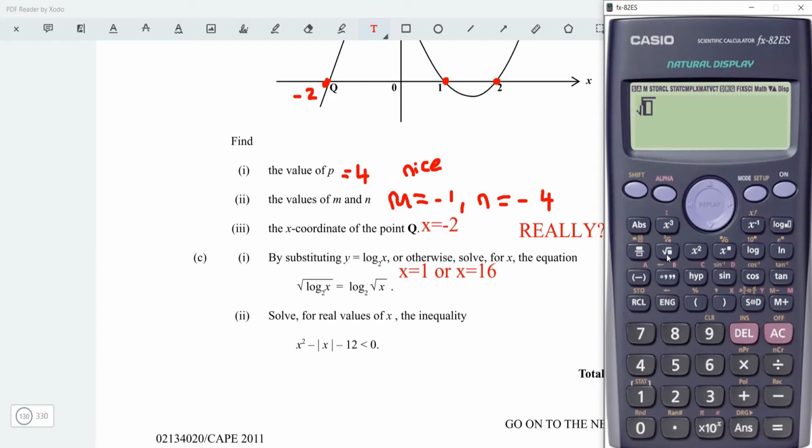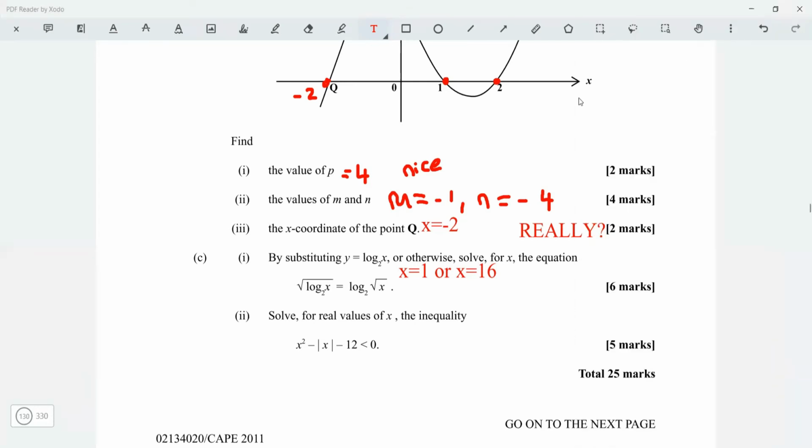Now, let's check out 16, Marika. So if we have log to base 2 of 16, we're going to get the answer to be 4, and the square root of that is 2. So we need this side to be 2 too. So can we check it out? Log to base 2 of the square root of 16. We're hoping we'll get 2 so it balances. So we'll get 2 there. So this is so nice. When x is 1 and x is 16, we get the same answer on the left and the right-hand side. So call it this.